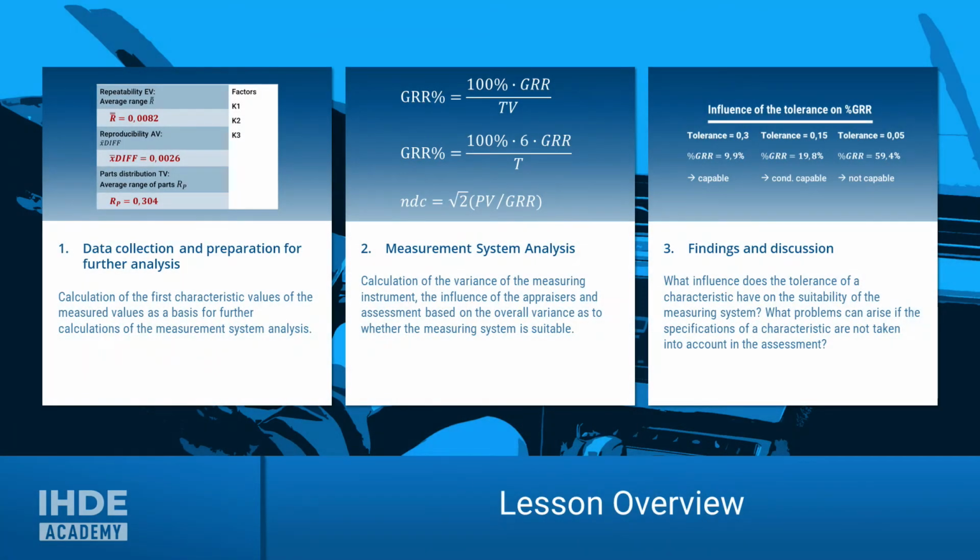This lesson is divided into 3 chapters. In the first chapter, we collect fictitious data for an example and prepare this data for further calculations. In the second chapter, we then carry out the necessary calculations for the measurement system analysis, and in the third chapter, we briefly talk about the disadvantages of process-related parameters.